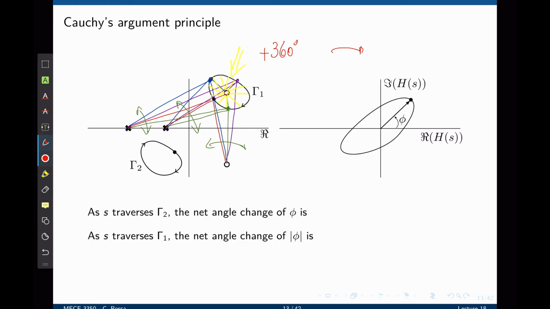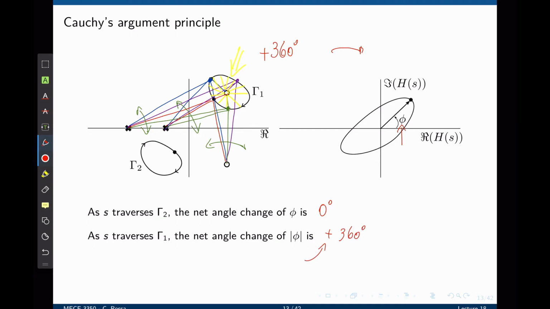And by now you guessed, this contour must encircle the origin, like the one we have here. If this contour encircles the origin, for every point along the contour that comes from the S-plane, we see that the angle is increasing and eventually going back to the original point, but following a revolution of 360 degrees. So when you have a zero inside of the contour, we have one encirclement of the origin on the S-plane. To summarize, as S traverses gamma 2, the net angle change of phi here is 0 degrees. As S traverses gamma 1, the net angle change is plus 360 degrees.